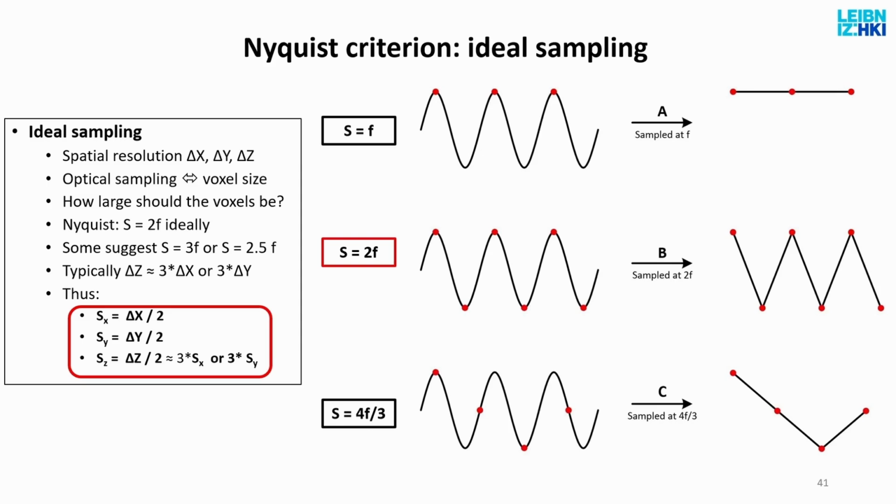So the question is, what should your pixel size be in order to be able to take advantage of the optical resolution? And the answer is quite clear. It should be twice as frequently sampled as the resolution. So this means that if your optical resolution is, let's say, 200 nanometers, then your pixel size optimally would be 100 nanometers.